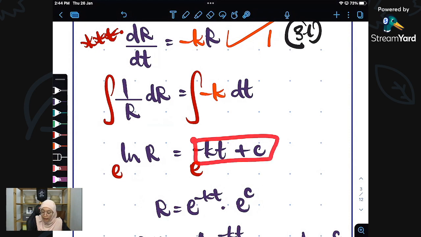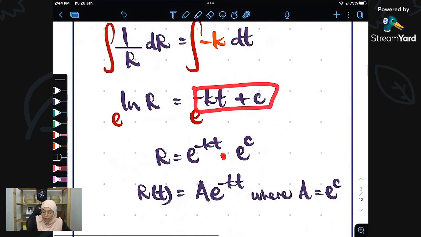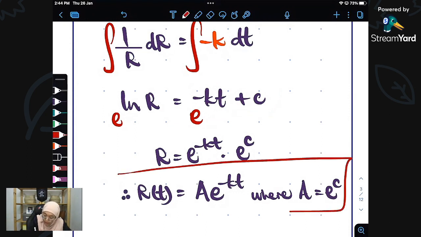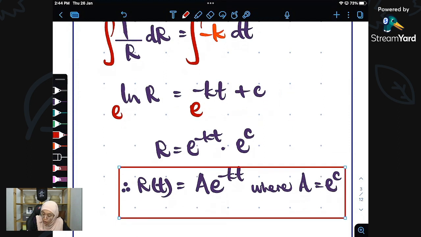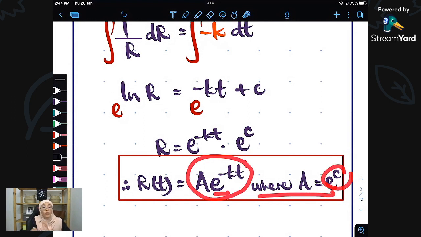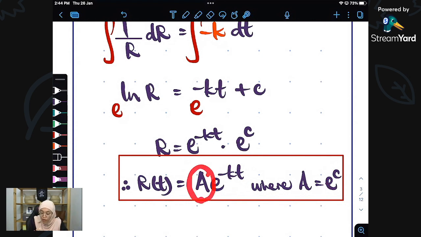Okay, sebabkan sini plus, sini akan jadi times, and therefore my final conclusion, my general solution is just R(t) equals A exponent kt, where A is my exponent C. So we do not want to use exponent C. Kita tak nak. Sebab itulah kita tukarkan dia jadi huruf A. Sebab dia lebih mudah dikira dalam bentuk huruf A. So our job is to find this value of A and this value of k. Okay, that is our job.